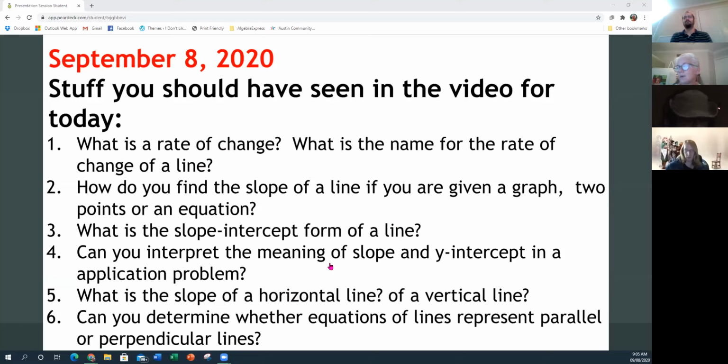And what is the slope of a horizontal line and of a vertical line? And can you determine whether equations of lines represent parallel or perpendicular lines? So those are what the video is all about.